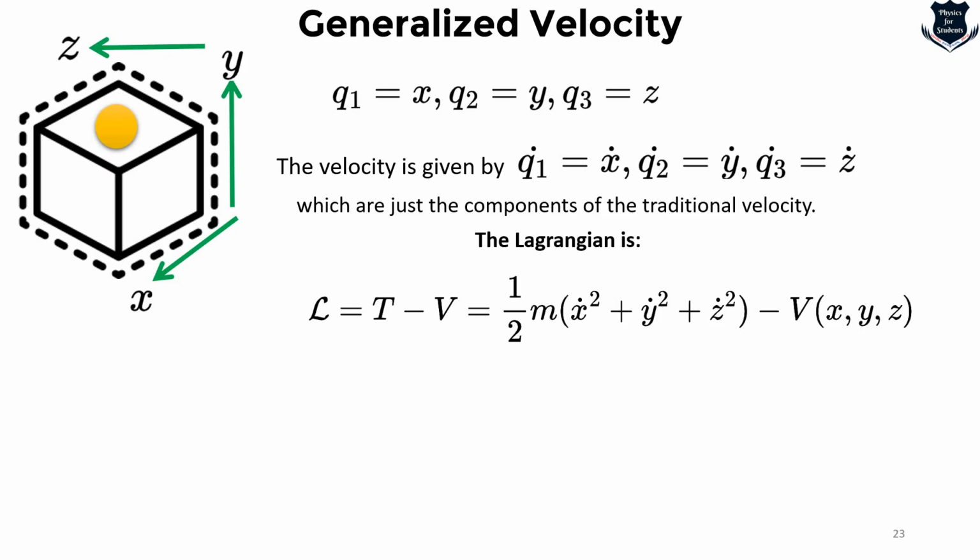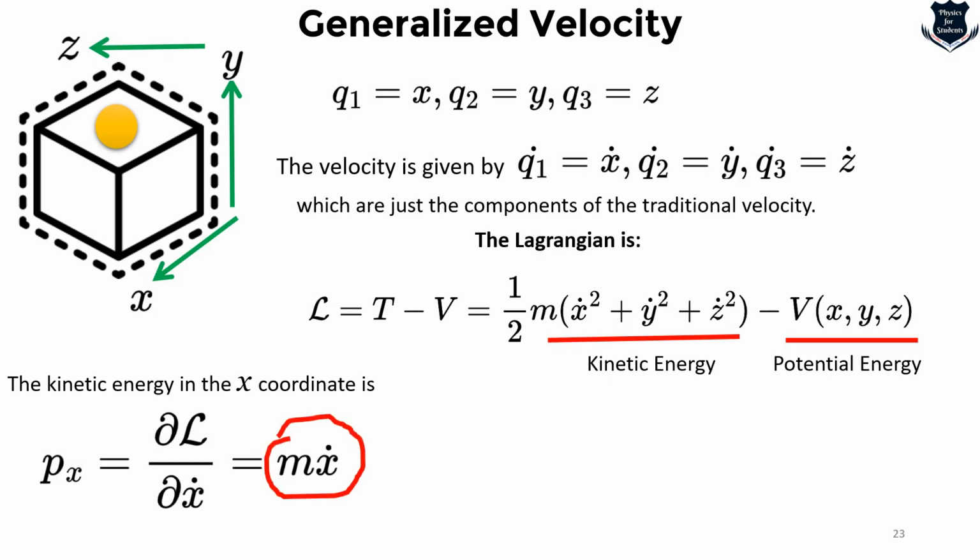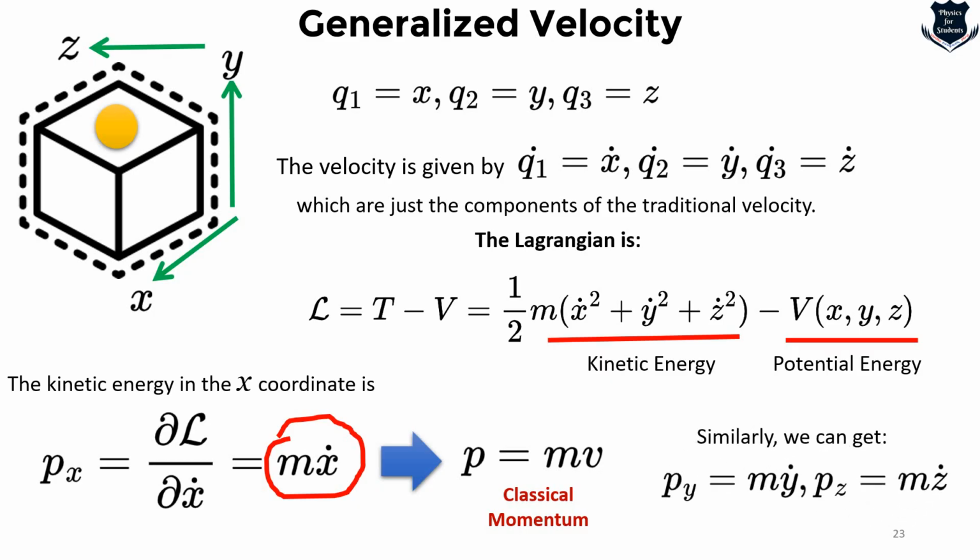So we have taken 1/2 m multiplied by x dot squared plus y dot squared plus z dot squared, and minus the potential energy. Potential energy is just a function of x, y and z. So this is the kinetic part and this is the potential energy part. So the kinetic energy of the x coordinate would be this one. And obviously what you can deduce from here is that this m x dot is nothing but a representation of the classical momentum p equals mv. And in a similar way, you can do the further calculations to get py and pz.